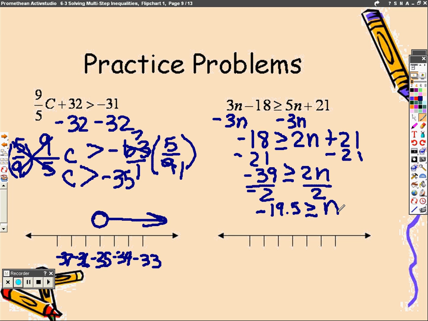And to graph this, I'm going to put negative 19.5 at the center, and I'm going to put a circle over that. And because the sign says negative 19.5 is greater than or equal to n, I have to close in my circle because that shows that it includes that value. And since negative 19.5 is greater than or equal to n can only be the numbers to the left side of negative 19.5, I put my arrow to the left.